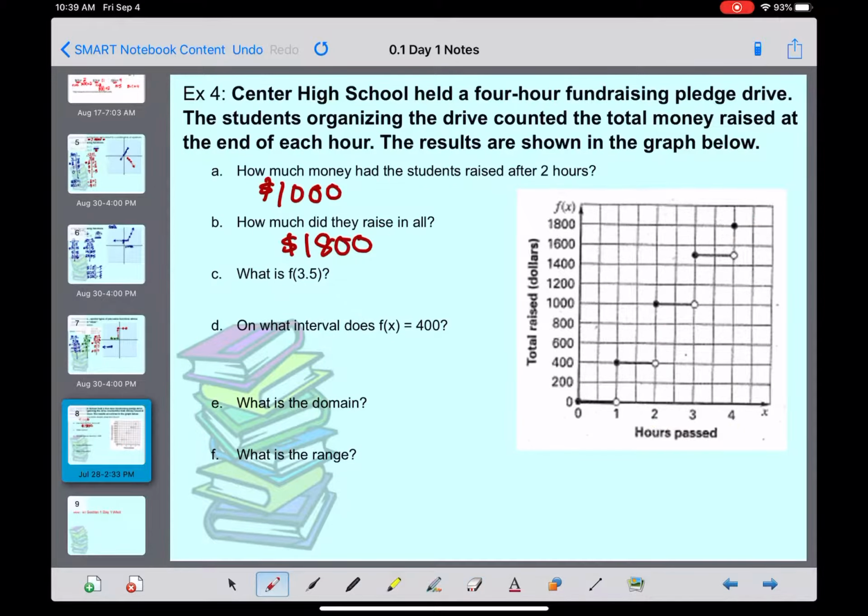What is f of 3.5? So remember, this is that function notation. F of 3.5, that's my x value. So down here, 3.5 would be here. So I'm going to go up to 3.5, and I'm on this line. So after 3.5 hours, I haven't counted again, so I'm still on that line. And that looks like it's between 14 and 16, so I'm going to call that $1,500.